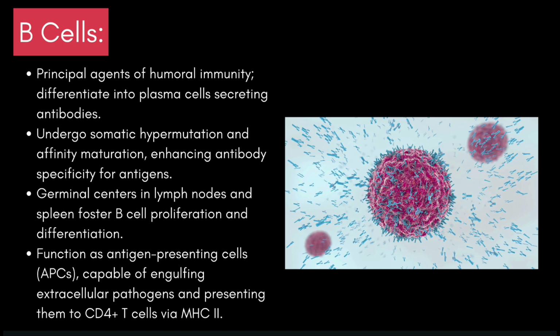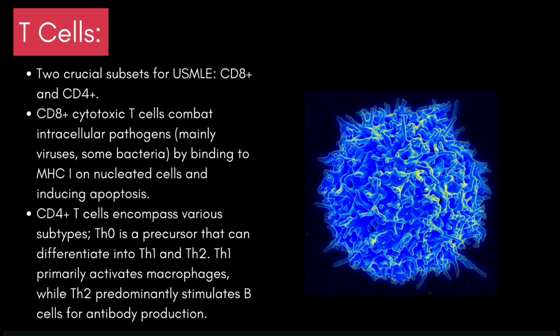Germinal centers in lymph nodes and spleen foster B cell proliferation and differentiation. B cells function as antigen-presenting cells, capable of engulfing extracellular pathogens and presenting them to CD4 plus T cells via MHC2. Let's go ahead and move on to the final type of lymphocyte we'll be covering today, and those are T cells. The two crucial subsets to focus on will be CD8 plus and CD4 plus.